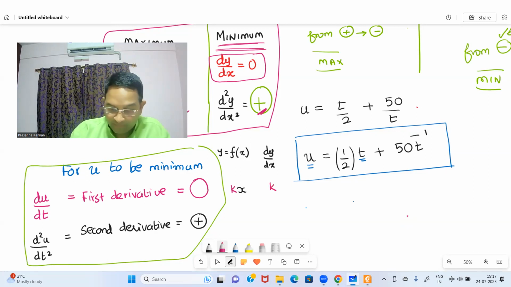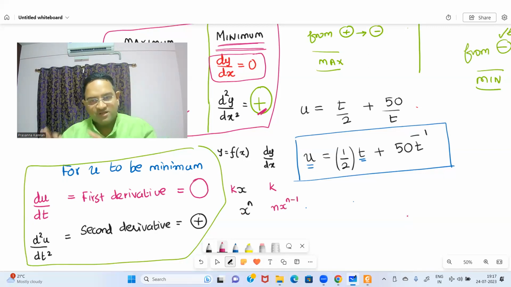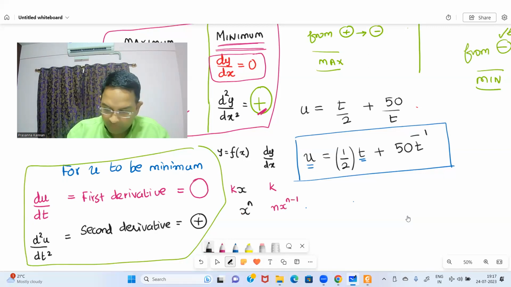Now, the next thing you need to know is x power n. What is the differentiation of x power n? n x raised to the power of n minus 1. That's it. These two things are enough for this.